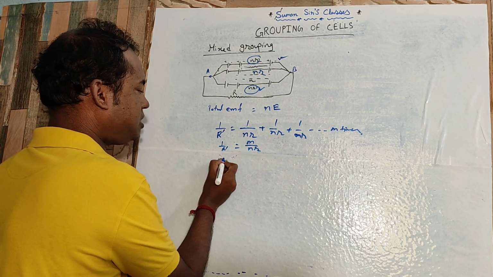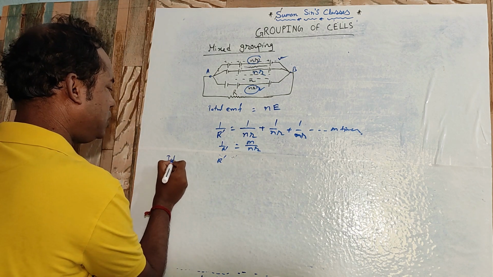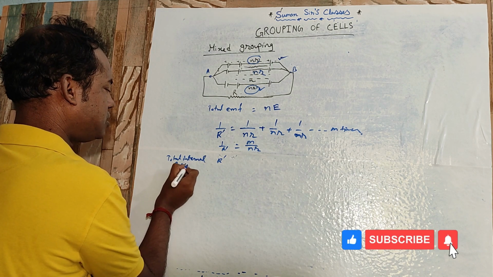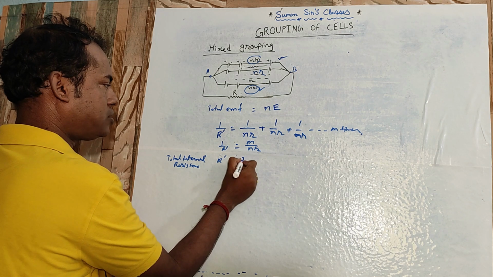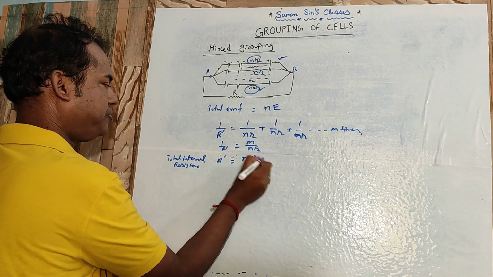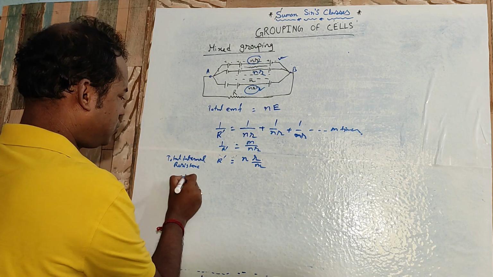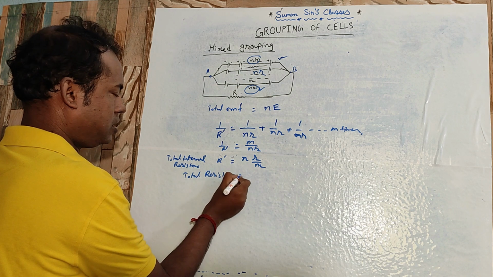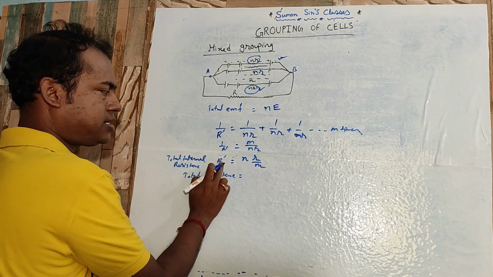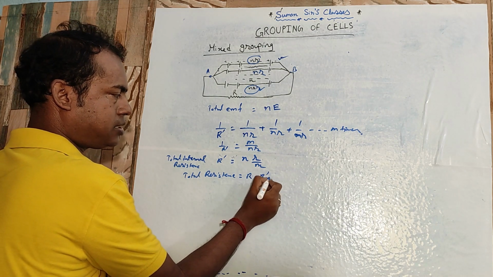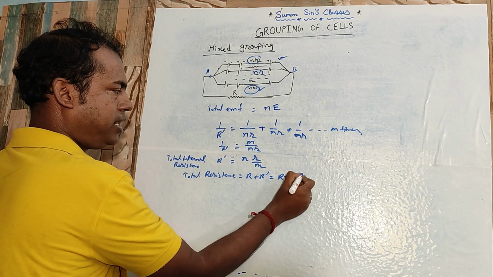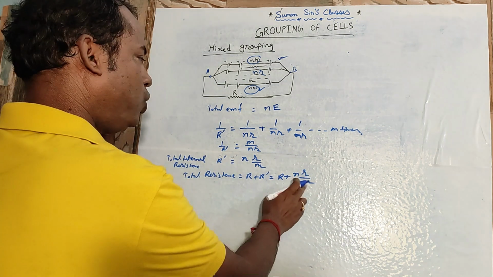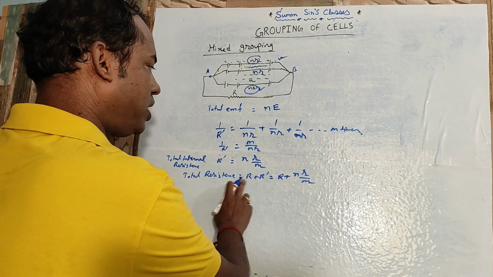This is the total internal resistance. So R dash equals n into r by m. Okay. So what is the total resistance? The total resistance equals external resistance R plus internal resistance R dash. So obviously R plus R dash, that is R plus n into small r by m. Okay, so this represents the total amount of resistance in this case.